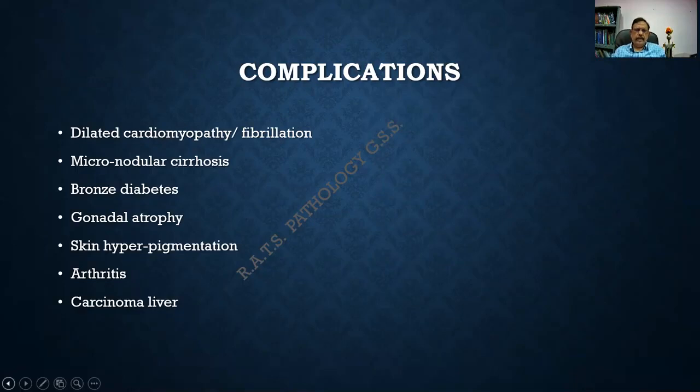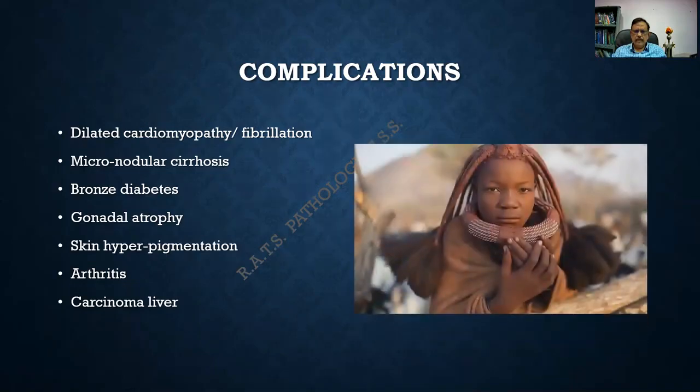What are the complications of hemochromatosis? I think we have covered it earlier also, but it is worth repeating. Dilated cardiomyopathy, there can be a fibrillation. Micronodular cirrhosis of the liver. Bronze diabetes, a triad: pigmentation of the skin, diabetes and cirrhosis. Gonadal atrophy, leading to impotence or infertility. And there can be a hyperpigmentation of the skin, arthritis, strangely, carcinoma of the liver.